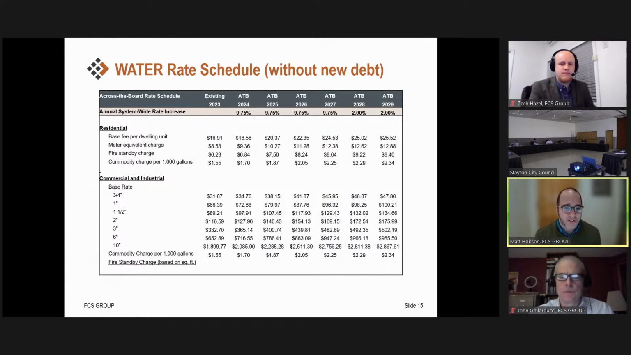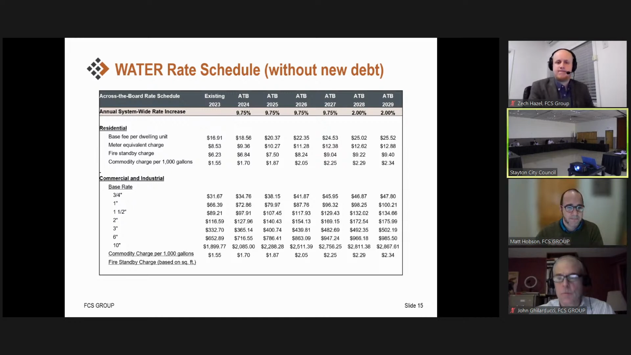This table here just shows the scheduled rate increases. I'm going to hold off a bit on these numbers. We have a consolidated schedule towards the end of the presentation that brings everything together. You do have these as a reference if you need to go back and look at the specific charges for this scenario. Nat, can you give another question, please?